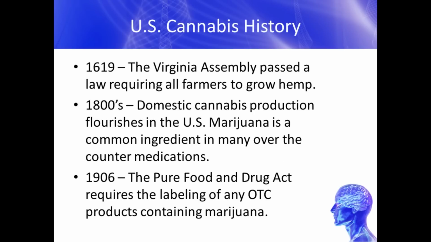So cannabis has a very interesting history in the United States. In early colonial America, the Virginia Assembly actually required landowning farmers to grow hemp. It was part of the colonial statutes at that time. In the 1800s in the United States, domestic cannabis production was just flourishing. Marijuana-based products were used very commonly in a number of over-the-counter remedies for a variety of ailments.